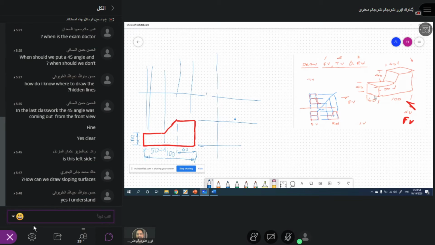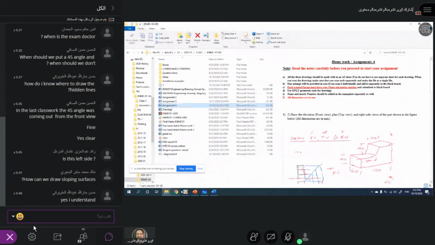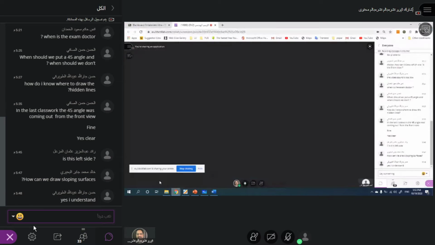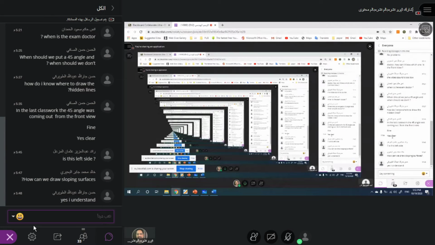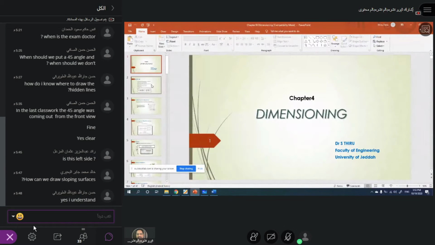Usually the slope will be given by the angle. If not, then they should give you this length and this length. Then you join it. Clear? Okay. Any questions? Okay, I understand how we can draw the slope. All right, good. So now let's go to the dimensioning.